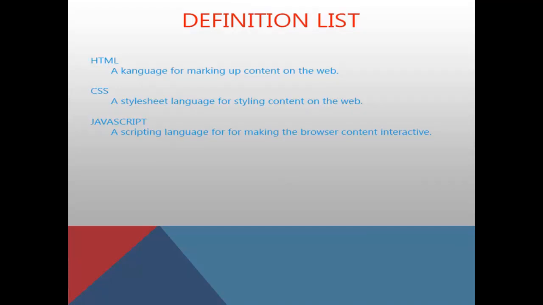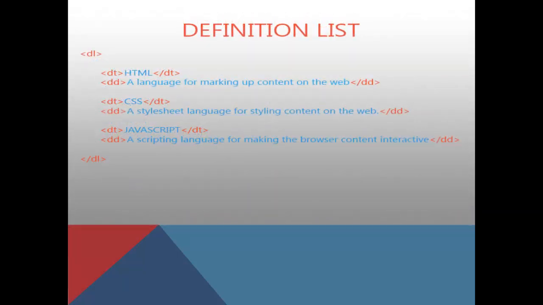In the example in front of us, we have three terms and their respective definitions. HTML, CSS, and JavaScript are terms, and the sentences immediately below them are their definitions. When written in HTML, these same definitions and terms would look something like this.